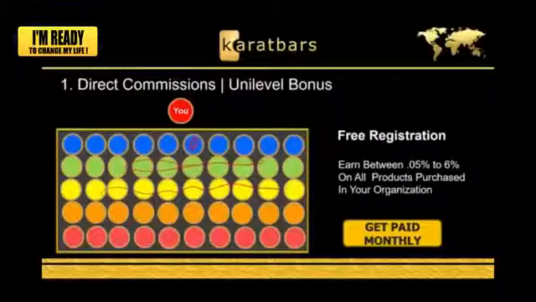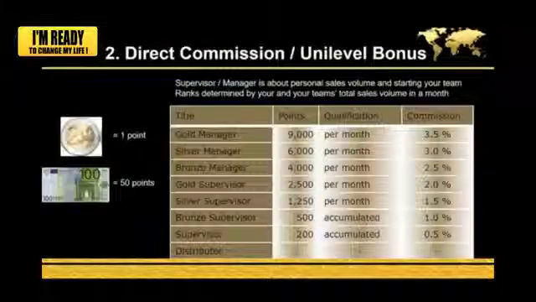At the end of the month, Karatbars would calculate the turnover and pay you a commission on that. The size of the commission is determined by the amount of turnover, and I'm going to show you exactly how this works now.